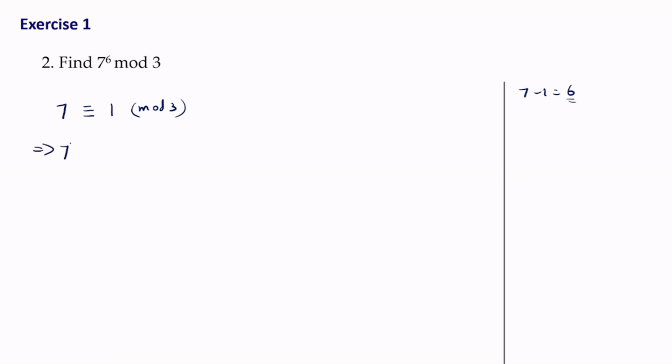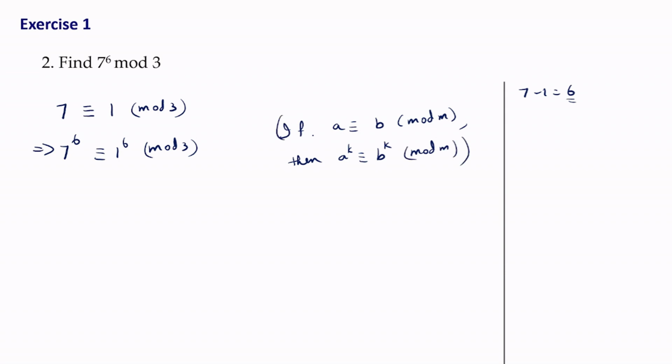So from this we can write 7 raised to 6 congruent to 1 raised to 6 mod 3. Using the property, if a is congruent to b mod m, then a raised to k is congruent to b raised to k mod m, where k is any positive integer. Using this same property, if 7 is congruent to 1 mod 3, then 7 raised to 6 is congruent to 1 raised to 6 mod 3. Or we get 7 raised to 6 congruent to 1 mod 3.